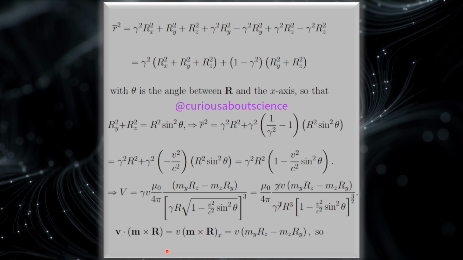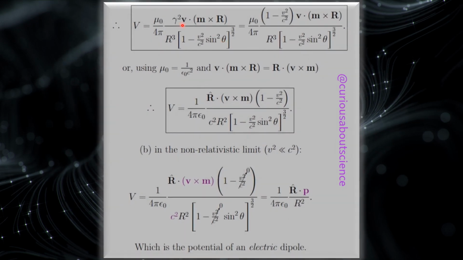And then we see that v dot m cross r is equal to v, which is already in the x direction, times m cross r in the x hat. So that being said, what that allows us to do is back sub in the dot product here, and then we could plug in, if we wanted to, what this gamma squared is, which is 1 minus v squared over c squared. It's not always easy, it's not always clean, but this is the potential in S from S bar.